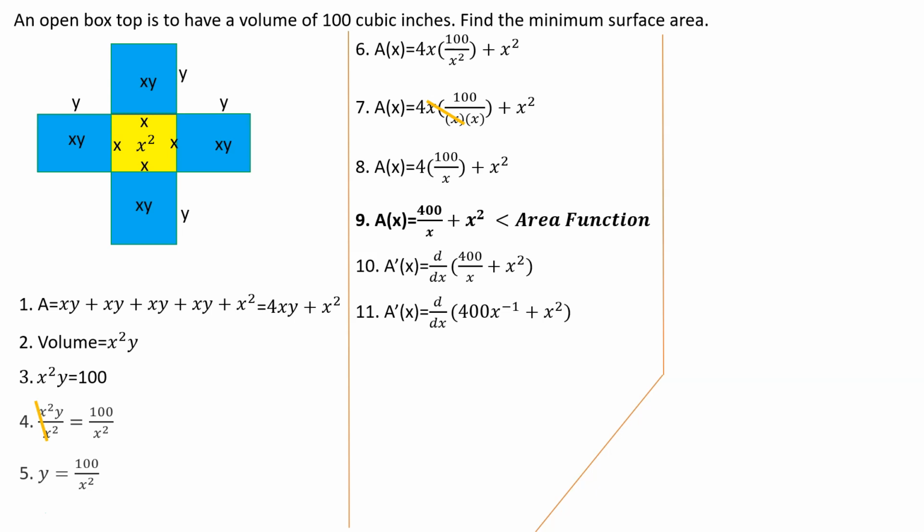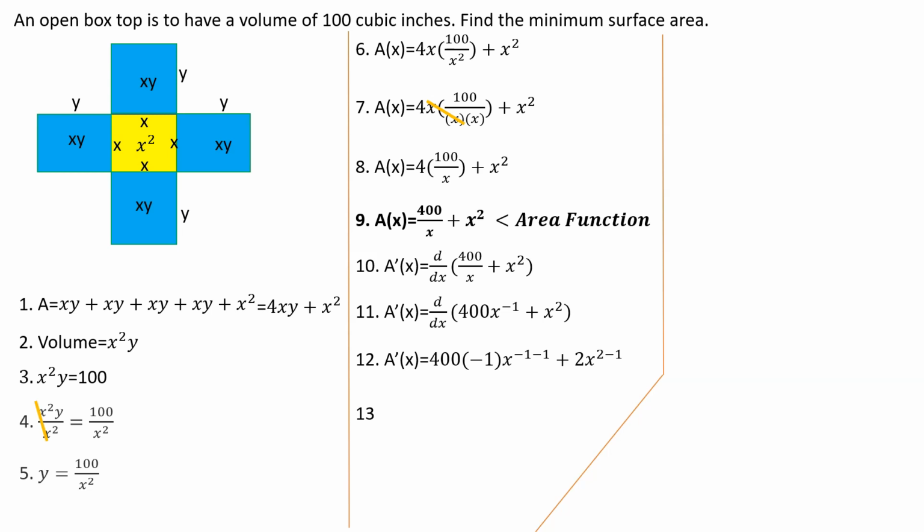And I'm writing that x in the bottom at step 10 and step 11 as x to the negative first, so that it can be differentiated with the basic power rule. X squared can also be done with the basic power rule for derivatives. So it's giving me the following here. A prime of x equals 400 times negative 1, bring that down, times x to the negative 1 minus 1, subtract 1, and then plus 2 times x to the 2 minus 1, subtract 1, bring the 2 down.